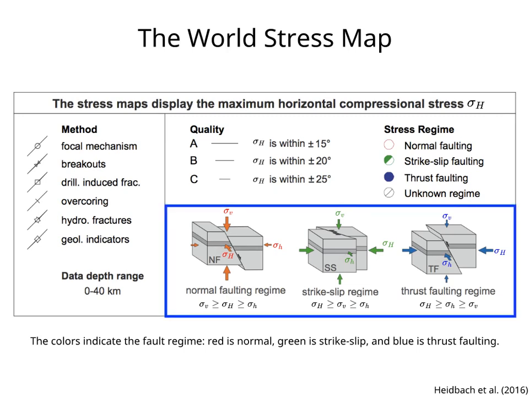Sigma capital H is colored by the fault regime, as in the dynamic fault classification by Anderson. Red means the normal fault regime, where sigma V is equal to sigma 1, sigma capital H is equal to sigma 2, and sigma H is equal to sigma 3. Green means the strike-slip fault regime, where sigma V is equal to sigma 2, sigma capital H is equal to sigma 1, and sigma H is equal to sigma 3. And blue means the thrust fault regime, where sigma V is equal to sigma 3, sigma capital H is equal to sigma 1, and sigma H is equal to sigma 2.